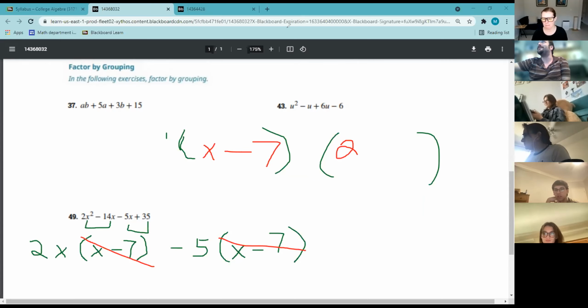Yes, it's horribly done, though. Let me try to redraw that. My mouse skills are going haywire, I think. Okay. 2x minus 5.